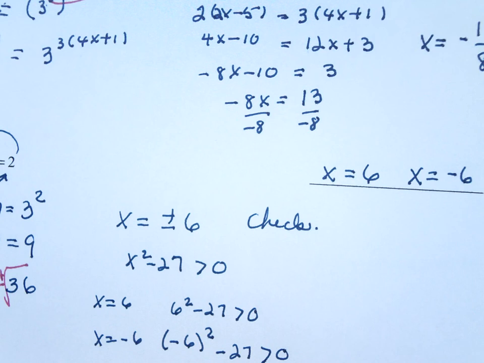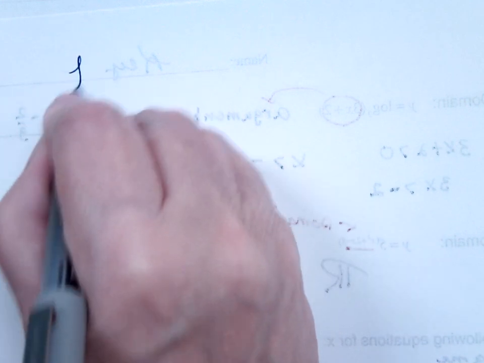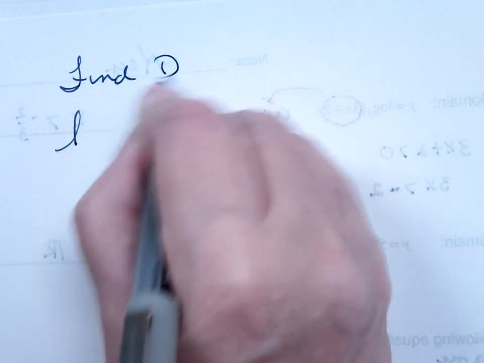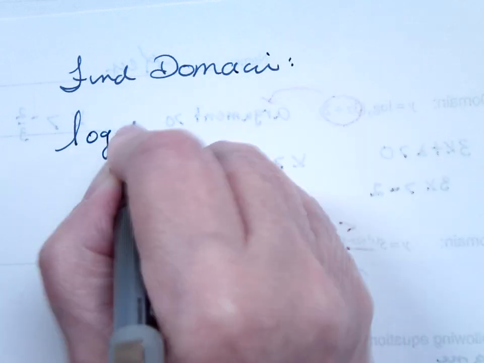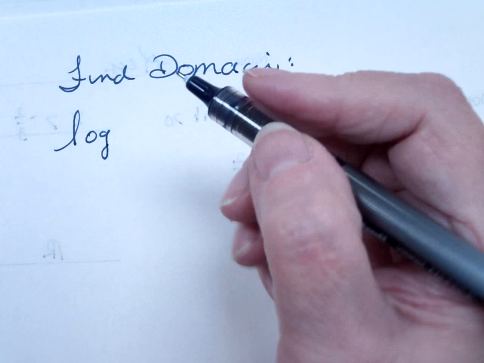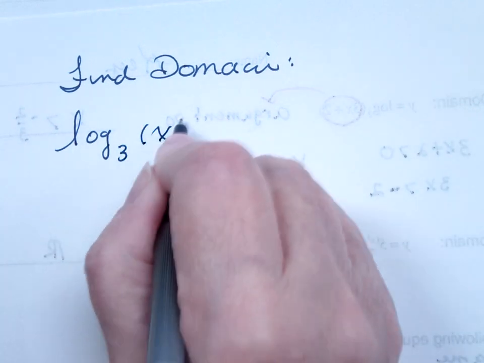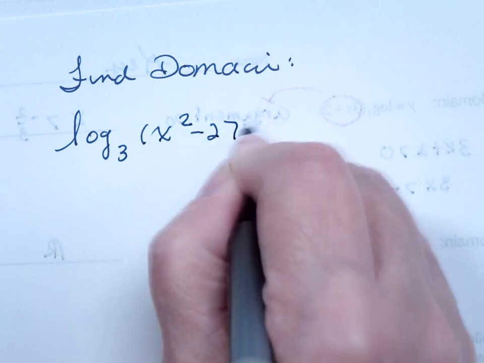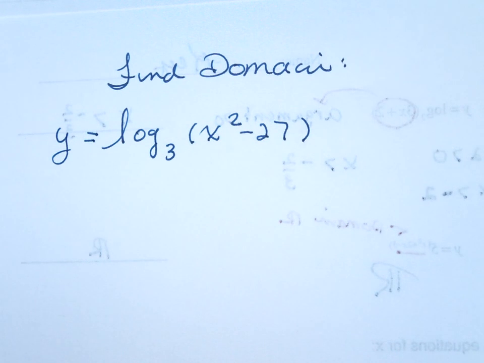Now for interest's sake and for future reference, I'm going to turn my paper over just for the heck of it. If I wanted to find the domain of the log, base 3, of x squared minus 27, what would I need to do?